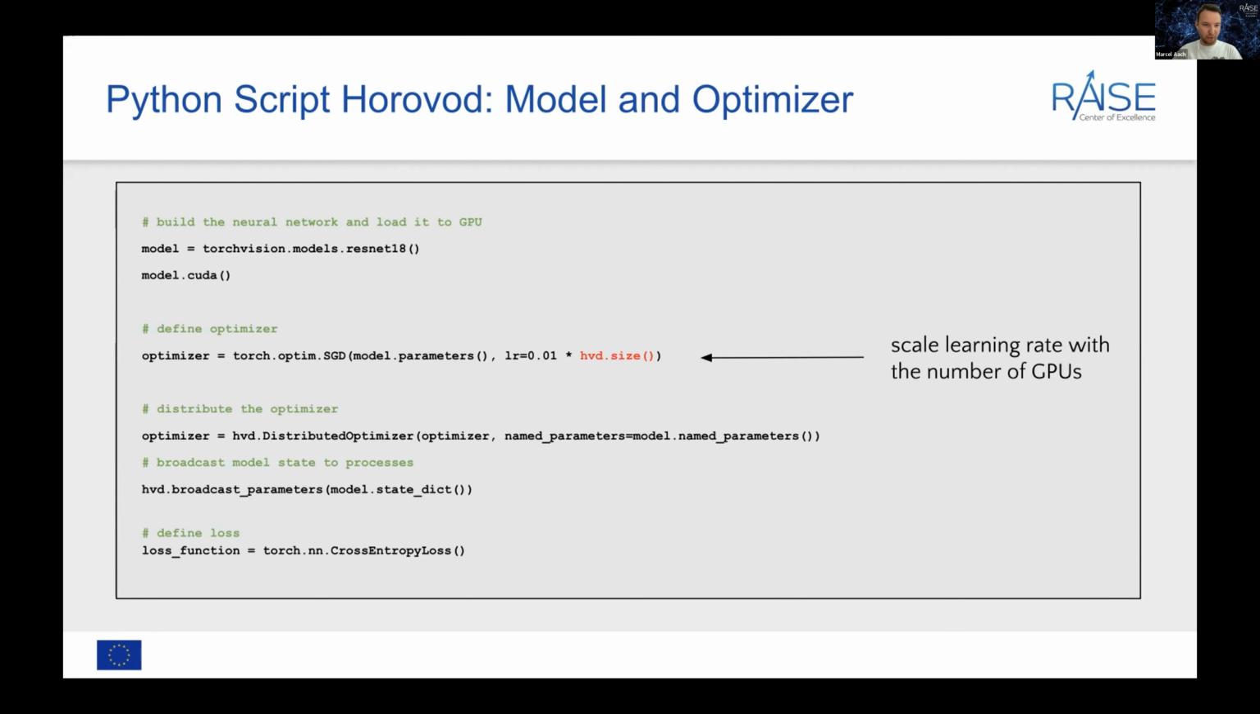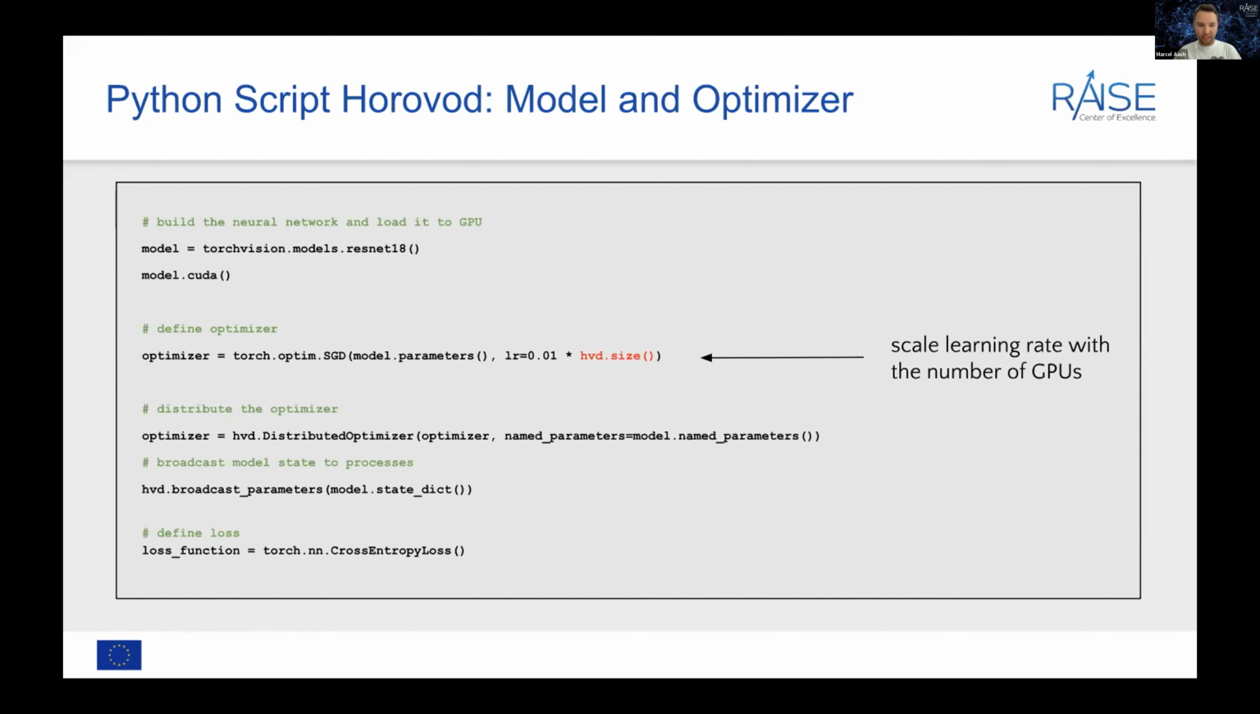Then, specific for Horovod, we call this distributed optimizer command. And then we just need to broadcast the current state of the model, which is in our case just the initial state, to our processes.